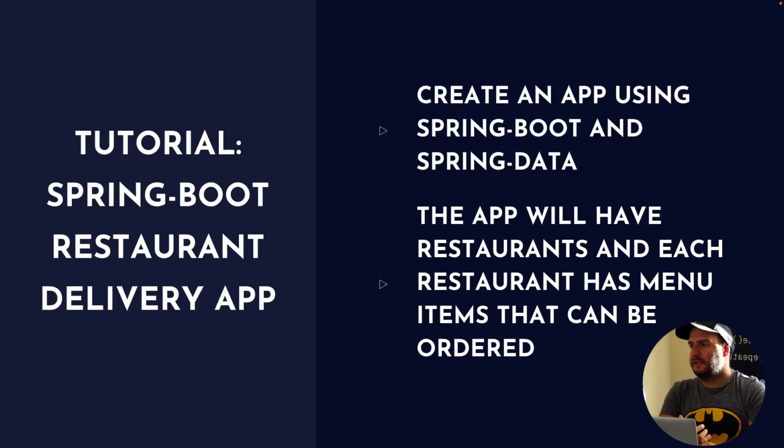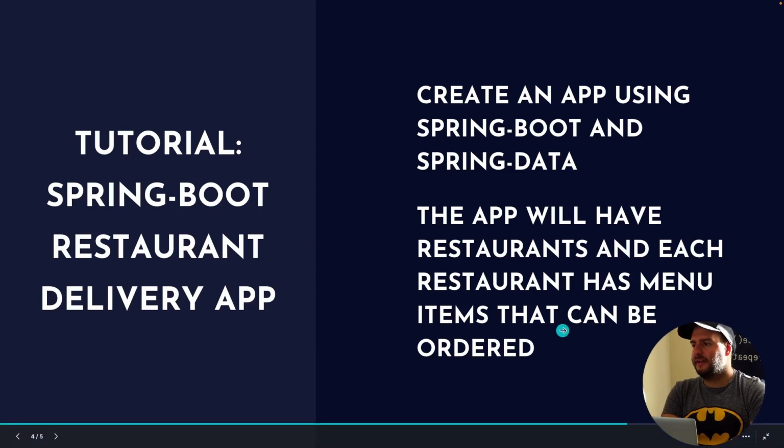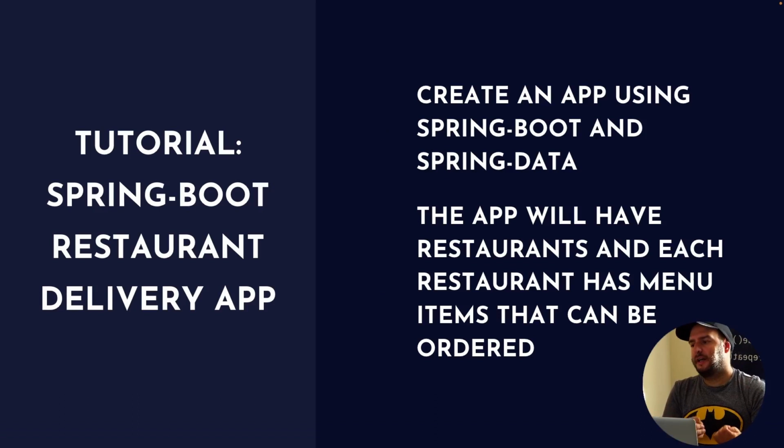So we're going to be building a tutorial application, and this application is a restaurant delivery app. This is going to be built with Spring Boot and Spring Data, and basically we'll have restaurants, and each restaurant will have menu items, and we'll be able to create new restaurants and new menu items for the restaurants. It will be a simple application, but the idea is to show how Spring Data works, how you can map your classes into tables in the database, and how all this works together.